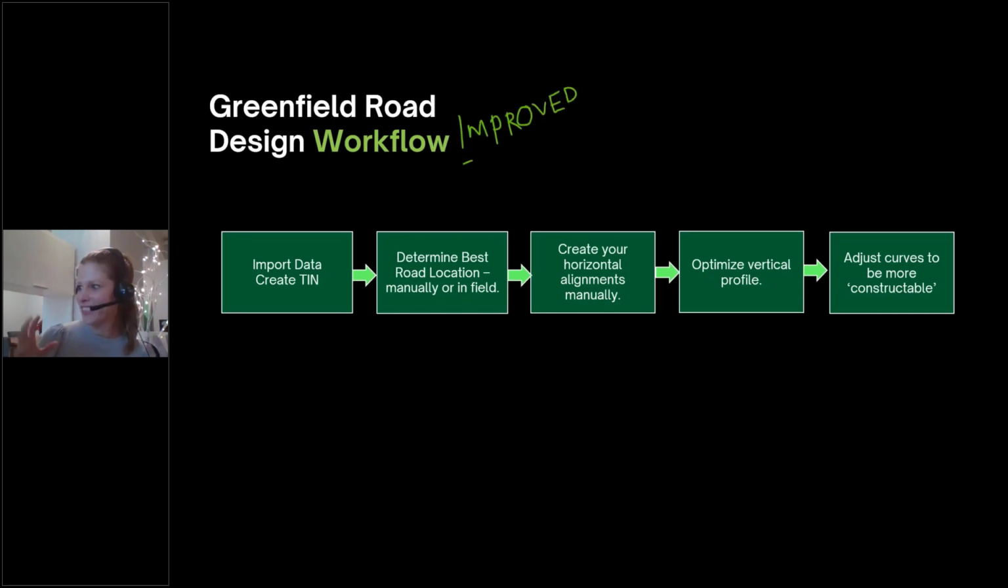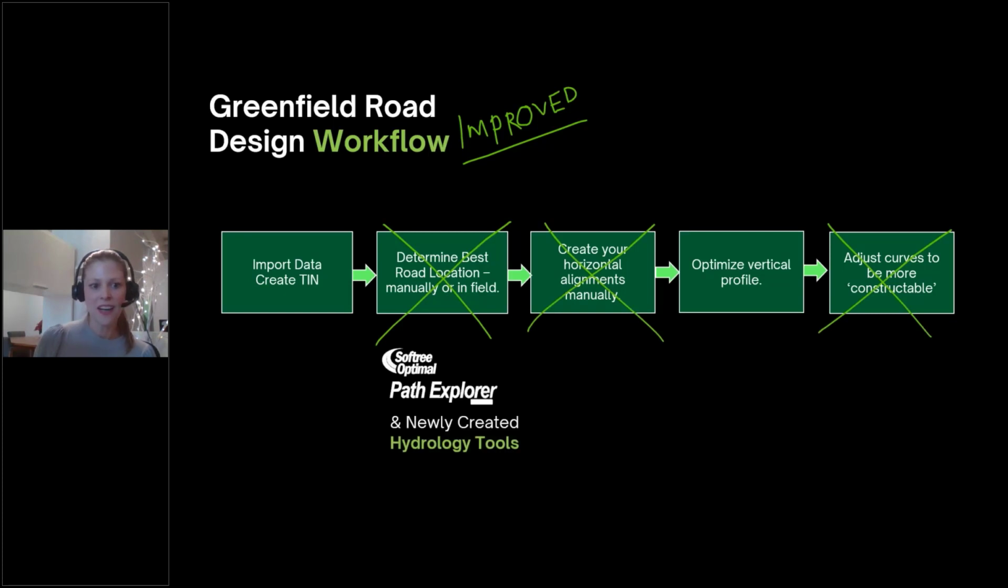So we have a whole bunch of opportunities within this workflow to make it a little bit better. We're going to scratch out a few of those workflow steps, and we're going to insert some new tools to drive efficiency and some improvements. So to start, instead of trying to manually determine the best location for your road, you can leverage Path Explorer. We'll talk about it in a little more detail on the next slide, but Path Explorer is going to allow you to say your point A, your point B, so where you're starting and where you're ending, as well as a whole bunch of different input parameters, construction zones, costs, etc.